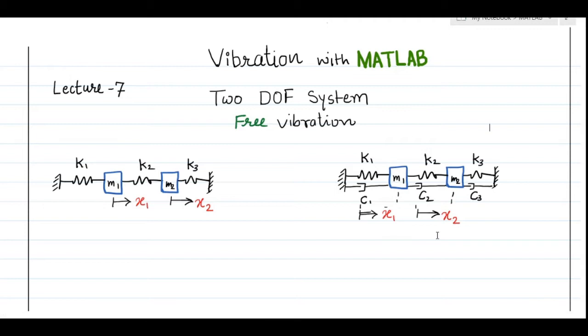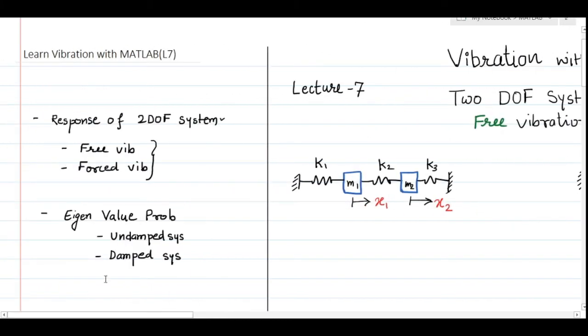Now we are starting 2 degree of freedom system. In 2 degree of freedom system, we are going to cover response for free vibration case as well as forced vibration case. In addition to getting the response, we will also try to understand the eigenvalue problem, which is primarily developed to get the natural frequency as well as the vibration shape, meaning the mode shape of your system.